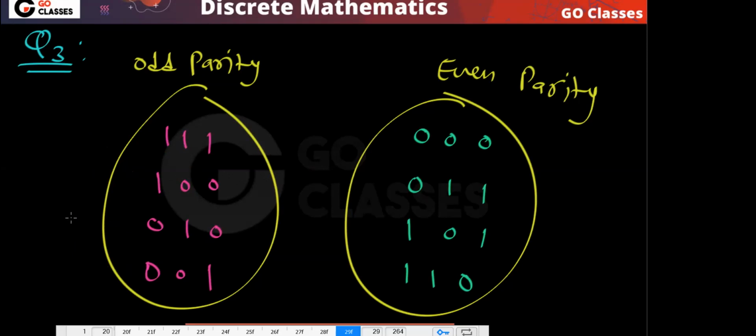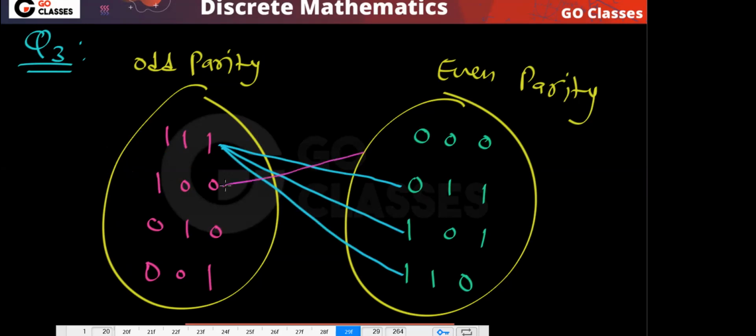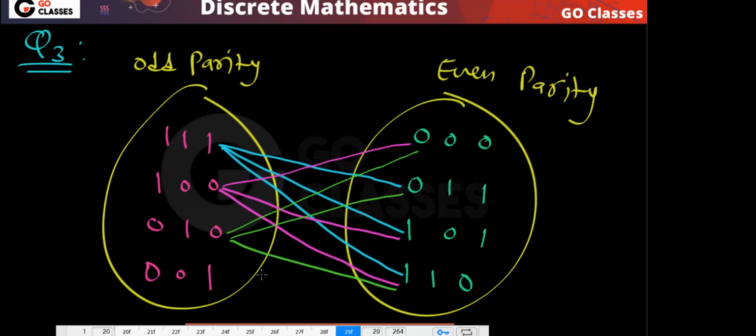So finally, I can say this is adjacent to this, this is adjacent to this, and this is adjacent to this. Correct? Similarly, this string 1, 0, 0 is adjacent to this one and this one. Yes or no? Like this you can do. Similarly, this string will be adjacent to this one and this one. Okay, so like this you can do.